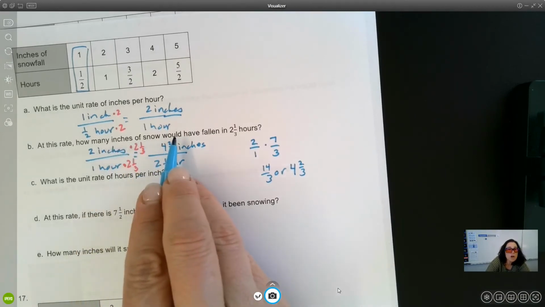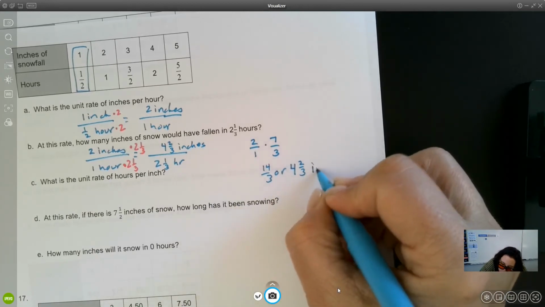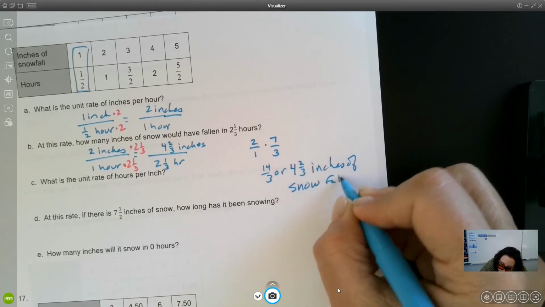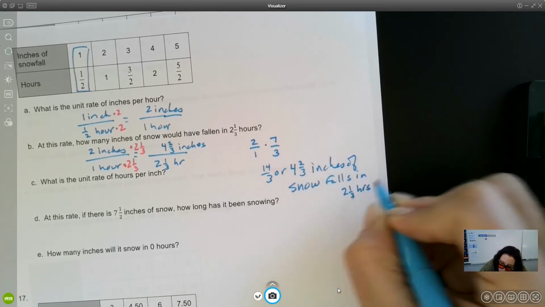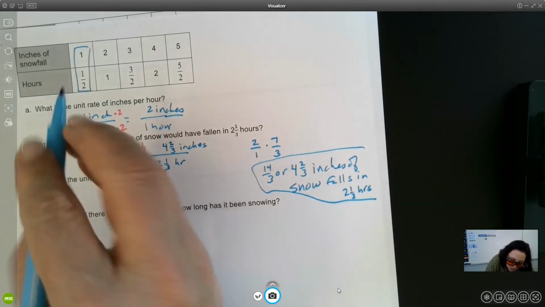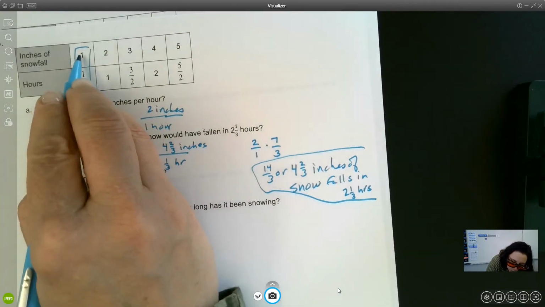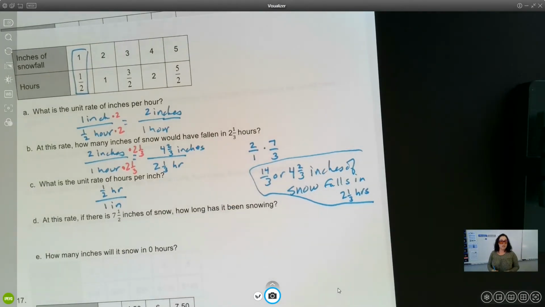How many inches of snow? So I'm going to put 14/3 or 4 2/3 inches of snow falls in 2 1/3 hours. That's the answer. All right, what is the unit rate of hours per inch? Well, that one's a little nicer. We've got 1/2 hour per 1 inch. Guess what? That's already a unit rate because the 1 is in the denominator.